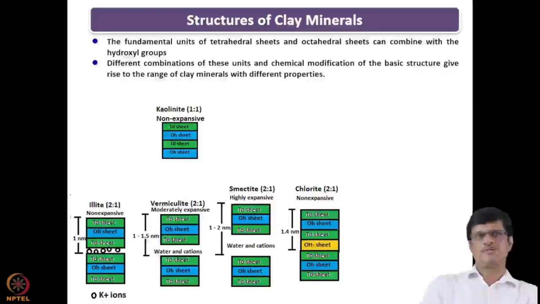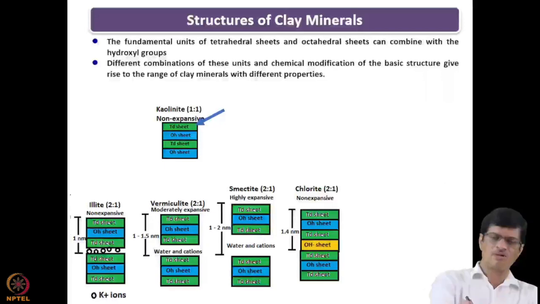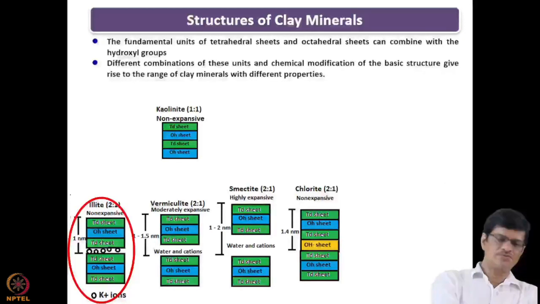So the structure of the clay minerals is given here. You have this tetrahedral sheet and the octahedral sheet, and you can have another tetrahedral, another octahedral sheet. This is how the stacking can be done. For example, take illite. In this case, we have a 3-layer structure having a tetrahedral, octahedral, and a tetrahedral sheet, and this dimension is around 1 nanometer. And this illite is actually a non-expansive type of structure.